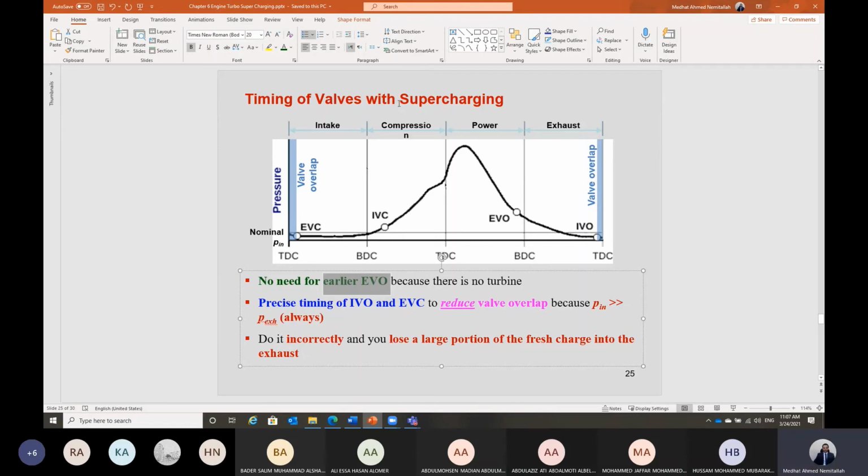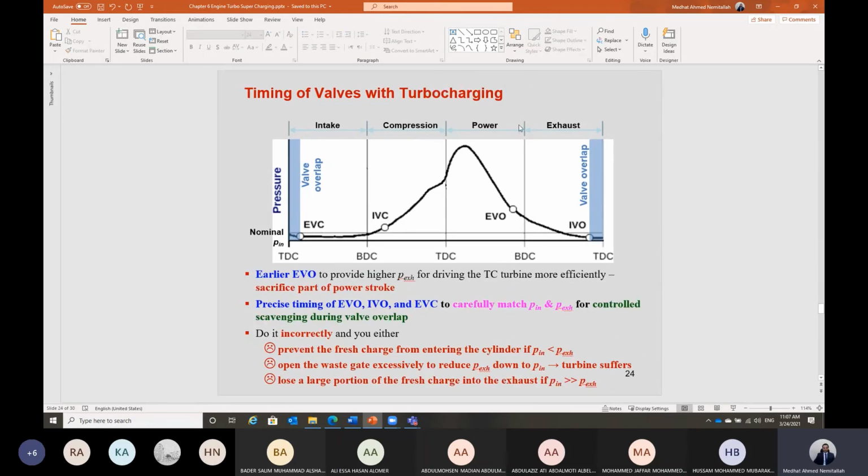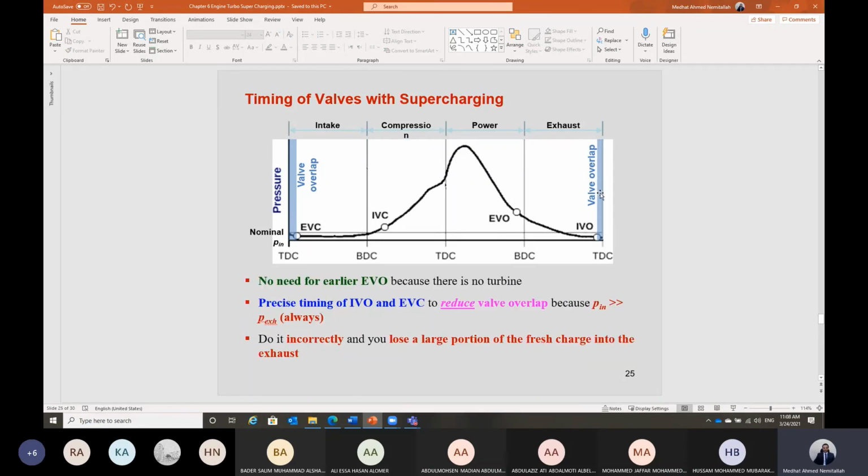The compressor is driven by part of the power of the crankshaft. So in this case, we don't need to open the exhaust valve early, but we have to have precise timing for the intake and the exhaust valve during the overlap period. The overlap period, Shabab, is very important. The period at which the intake and the exhaust valve are open at the same time will be reduced in the case of a supercharger compared to a turbocharger. You can see the width of this blue line is bigger in the case of the turbocharger compared to the supercharger. Why is this, Shabab?